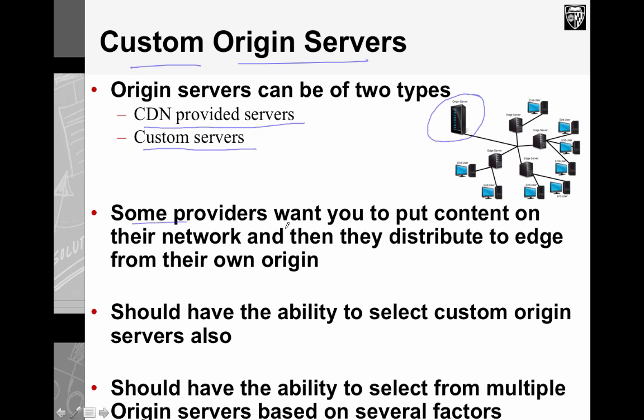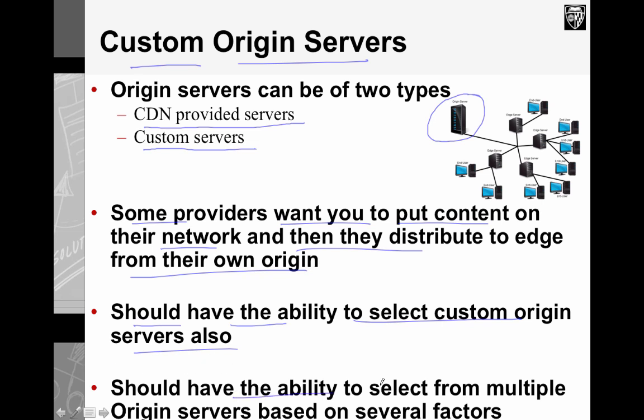Some providers, like I said to you, want you to put all their content on their network, and then they distribute it to the edge from their origin. So you have to basically give it to them. You have to FTP to them or SCP to them, and they'll do everything. Well, some providers would allow you to have your website in your premises and they'll connect to you. And the point I'm trying to make is that you should have the ability to select your own custom origin server.